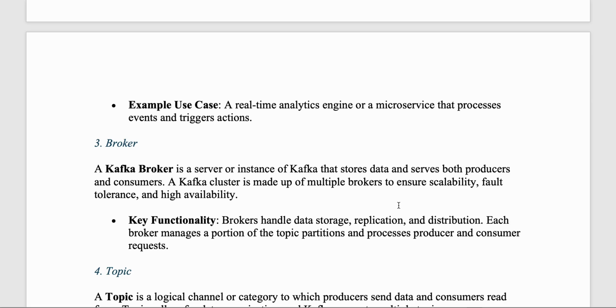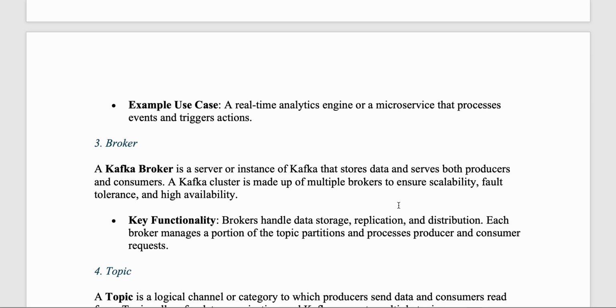A broker is nothing but a server. For accessing the data from any topic, you have to mention the Kafka broker, which is like the server details, for getting a particular topic and so on. A Kafka broker is a server or instance of Kafka that stores data and serves both producers and consumers. A Kafka cluster is made up of multiple servers. If multiple servers combine, they make a Kafka cluster.